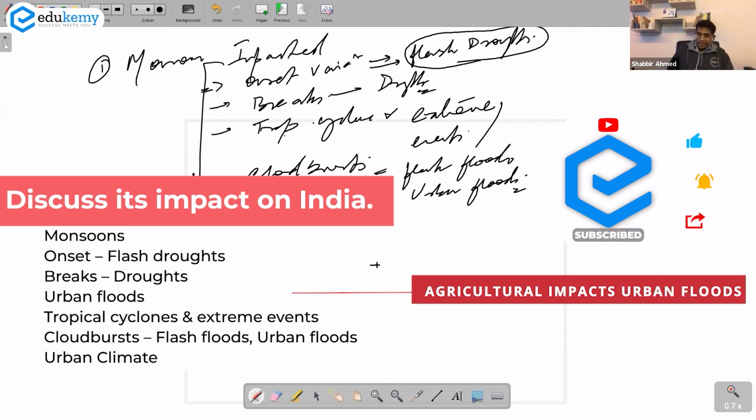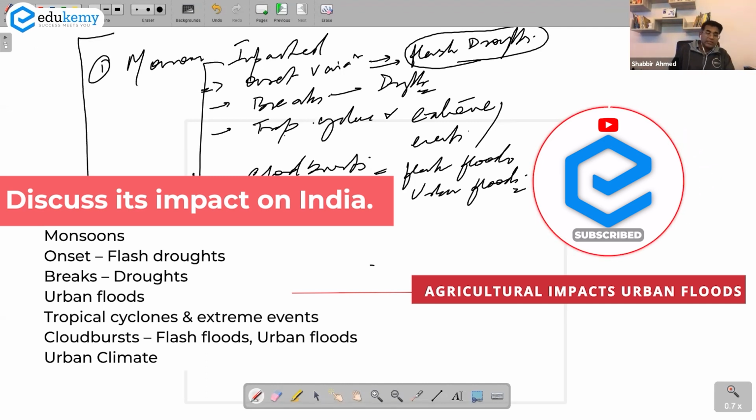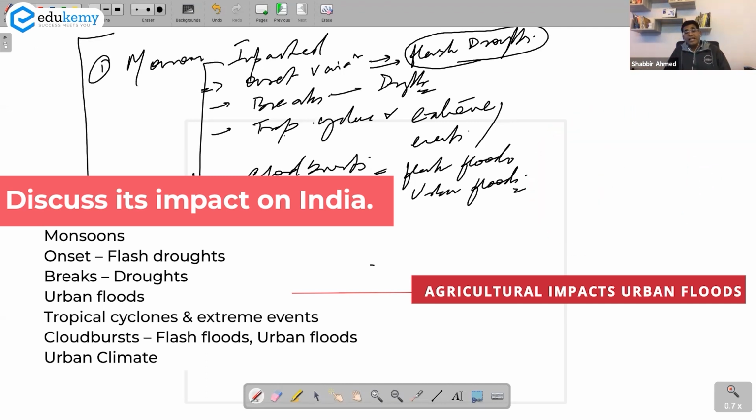Okay, so the consequence on India, this should be the later part of the answer. So this you can say is 1/3 of the answer. 2/3 of the answer has to be on how will the patterns of precipitation change in different parts of the world. You can also talk about urban climate. Urban climate, you have mentioned here. Okay, flash floods. I mentioned this. ठीक है?